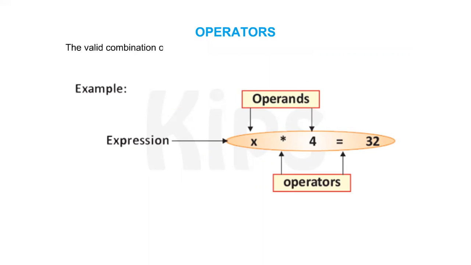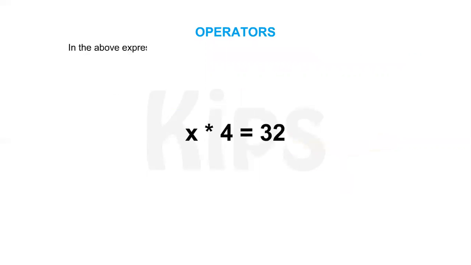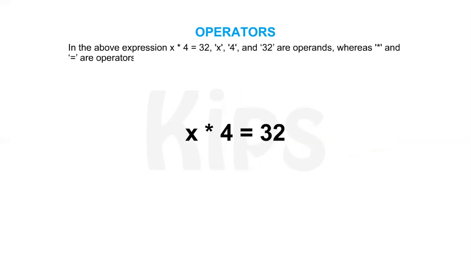The valid combination of both operands and operators makes an expression which returns computed results. In the above expression, x * 4 = 32. x, 4 and 32 are operands, whereas multiplication and equal to are operators. Time for fact file. By default, all the C programs are stored in the C/tc/bin folder. Alright students, let us take a discussion on variables versus constants.